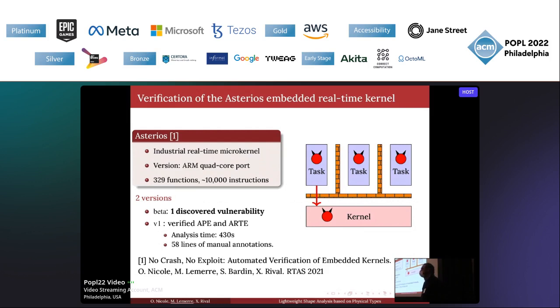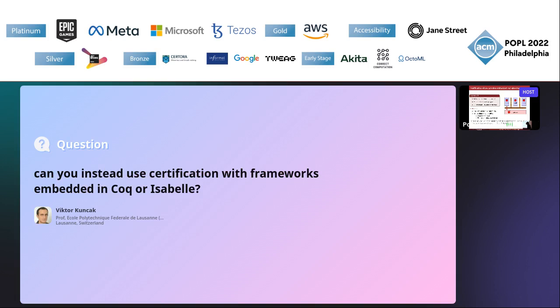One more question from the audience. The question asks, can you instead use certification with frameworks like Coq and Isabelle? Sorry, can you repeat the question? Can you instead use certification with frameworks like Coq and Isabelle? Well, what we perform is automatic memory analysis. With Coq and Isabelle, you can prove this kind of property, but of course it's entirely manual. So a good question would be, could this kind of proof be used for a complete Isabelle or Coq proof?